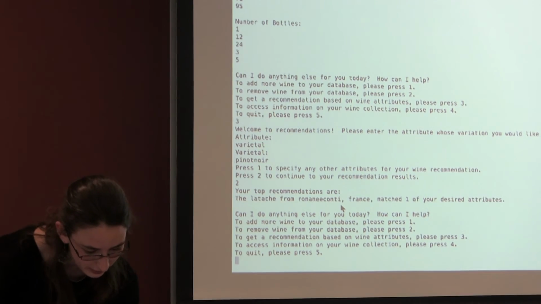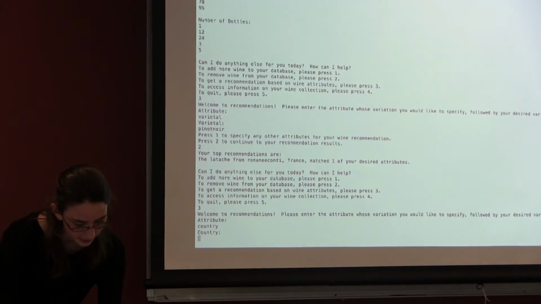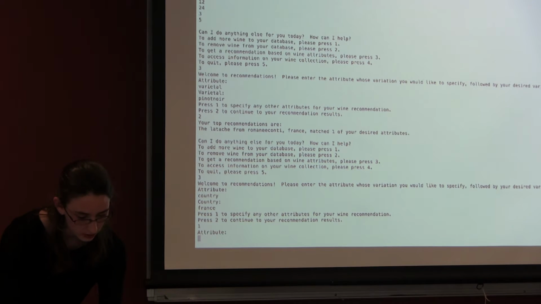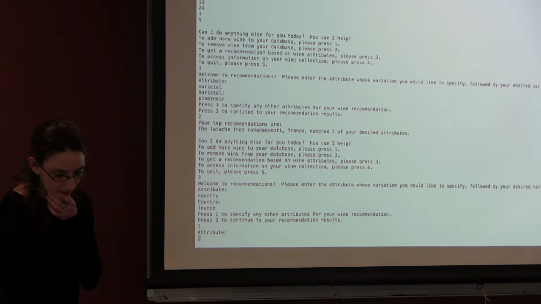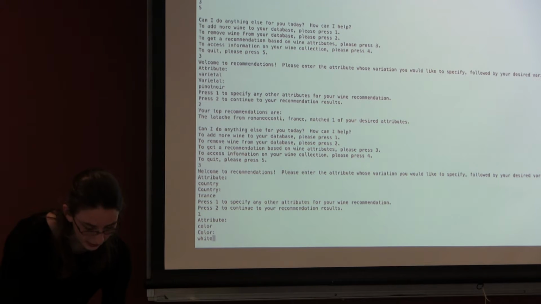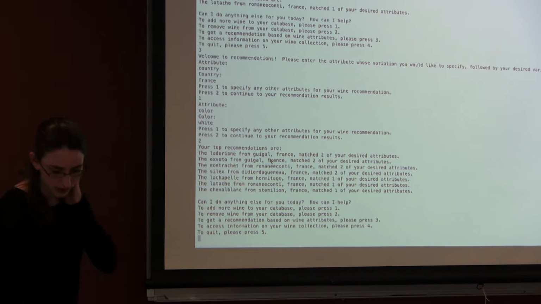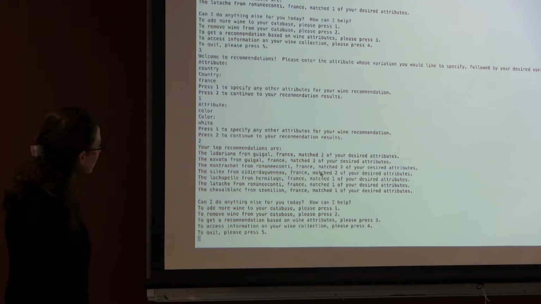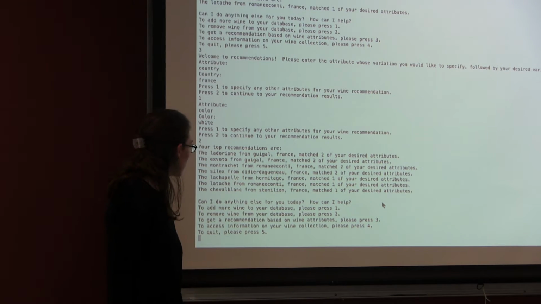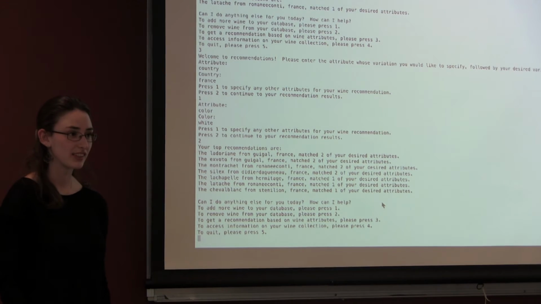If we ask for several attributes, we can do that too. So say we want French wine, and we also want white wine, it will give us all of the French white wines in the database and tell you how many of the desired attributes it matched.